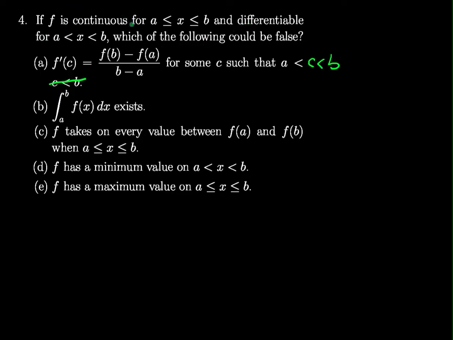So if f is continuous for all x's in the closed interval a, b, and differentiable for all x's in the open interval a, b, which of the following could be false? Okay, that's worth noting. We're looking for what is not true here. And we look at this first one. The derivative of f evaluated at c is equal to f of b minus f of a over b minus a for some c such that c is in the open interval ab.